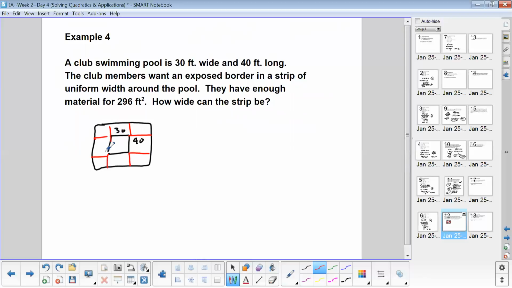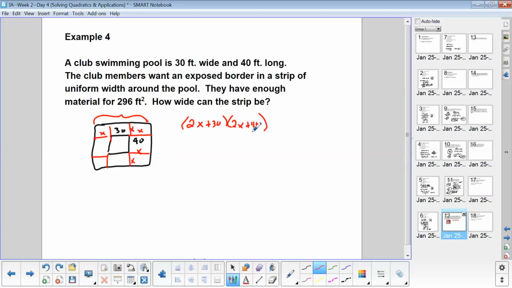So take, for instance, the length here. Well, we know it's 30, and this is unknown, and this is unknown. So all the way across, we have x plus 30. So that would be 2x plus 30 as our length. And this way would be x plus 40 plus x. So you get 2x plus 40.